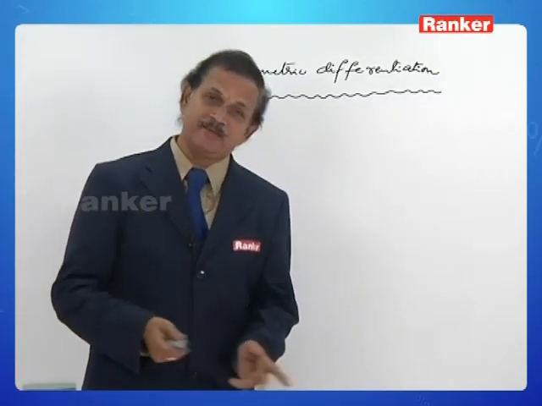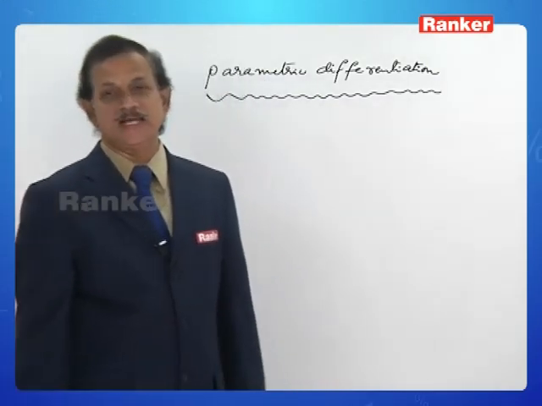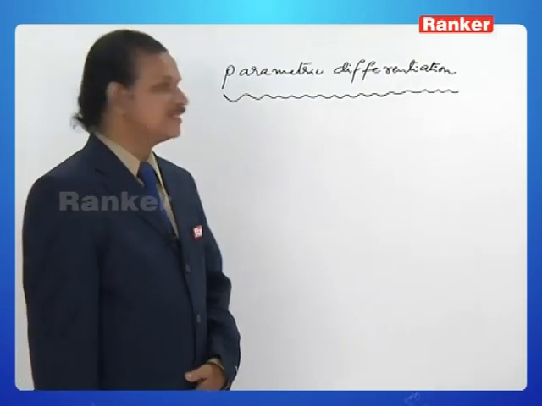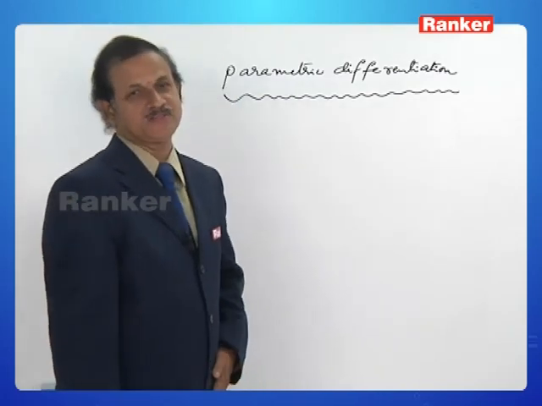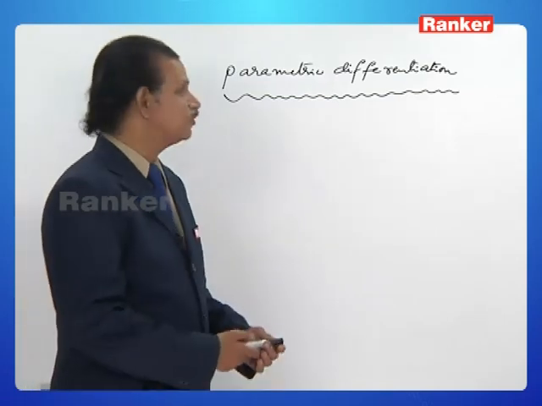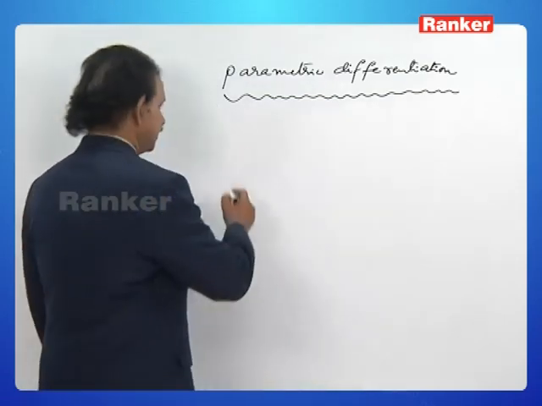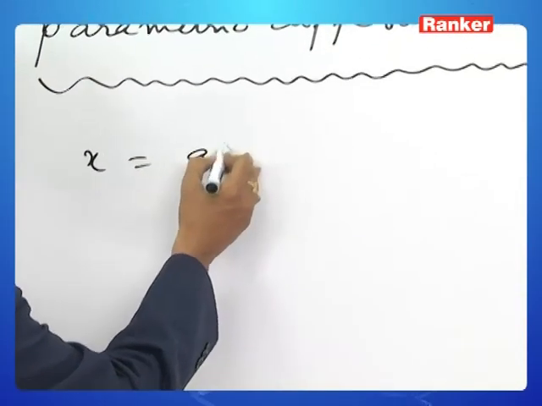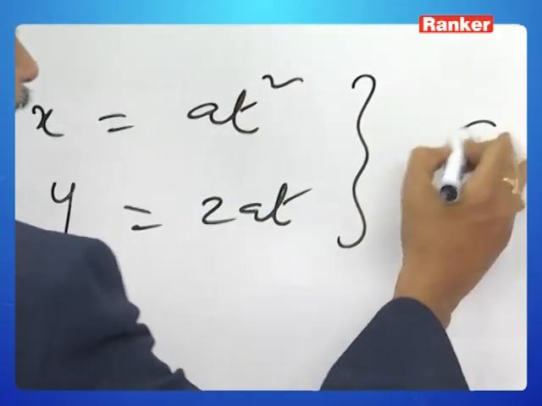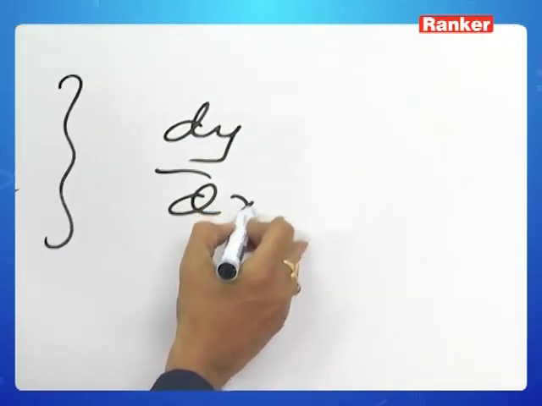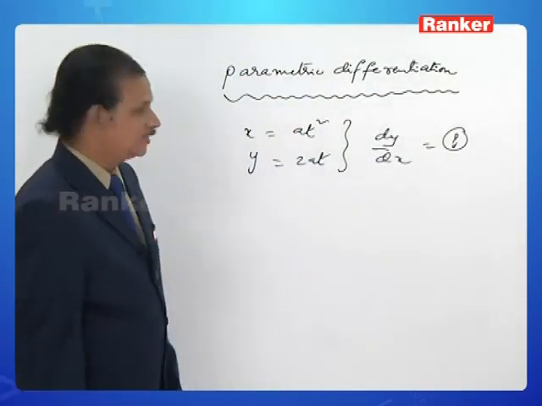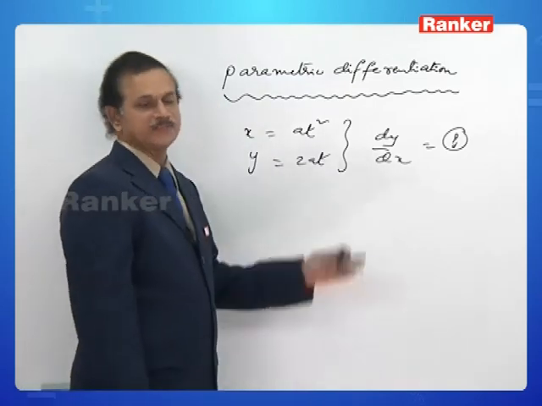Besides the dependent variable y and independent variable x, there is another letter, namely the parameter, which is the direct symbol or the representative of the family of curves in which x and y are involved, of course. How do they look? Let us see. x is equal to at square and y is equal to 2at. Find dy by dx.